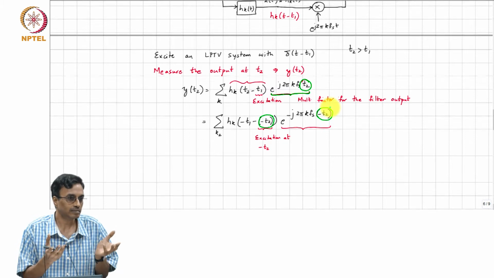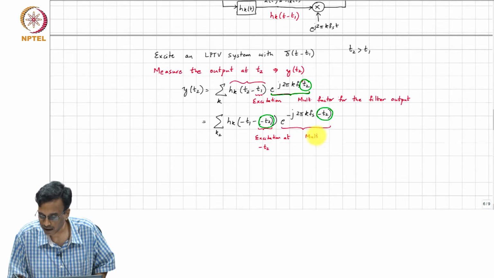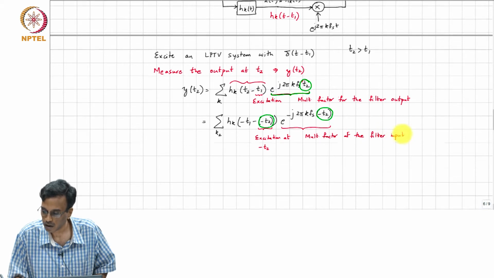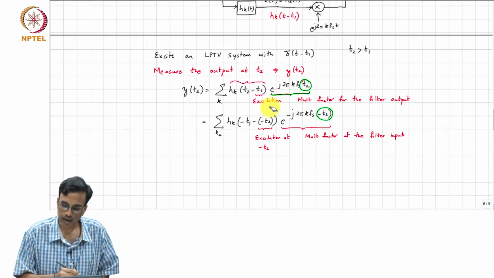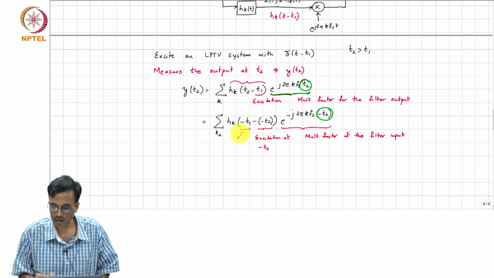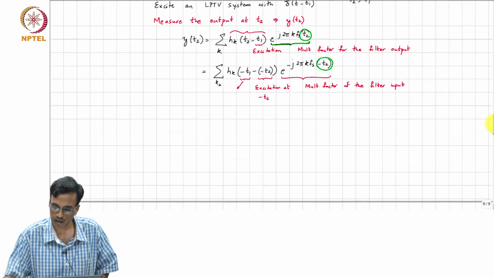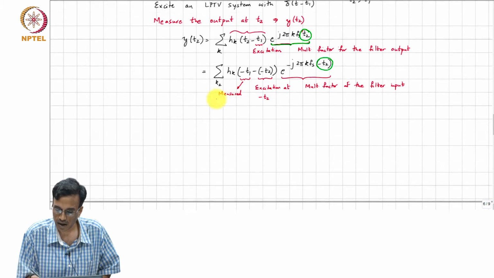So, what does this mean? We are multiplying at the input only. So, this is the multiplication factor at the filter input. Do you follow? And what is this therefore? How can you interpret this? This is the measurement at minus t1.